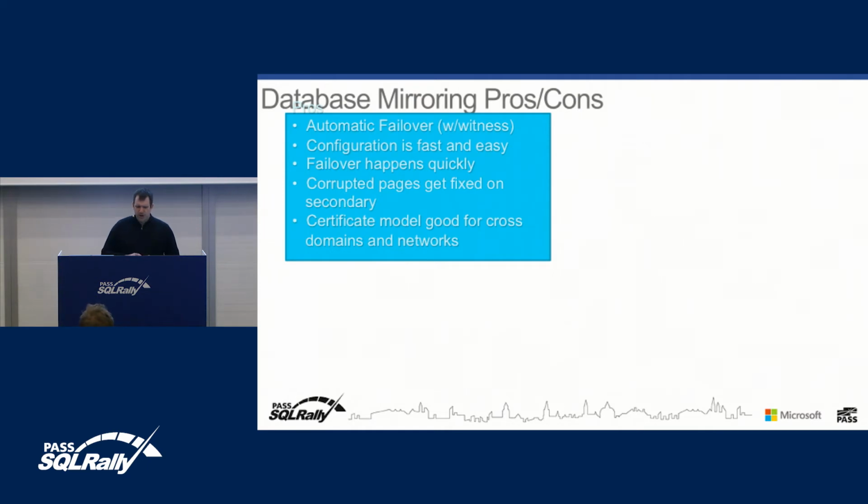So the pros are we get automatic failover with the witness. Configuration is fast and easy. It's literally just a few clicks. Failover happens very quickly. My favorite feature about this, and this one's also going to apply to Always On availability groups, is that corrupted pages get fixed from the secondary. So if the secondary detects that a corrupt page is coming across, it will attempt to repair it, and also repair it on the primary. The certificate model is really good for cross-domains and networks. It's probably the most secure way you can do a hybrid connection with no VPN, but you really want VPN.